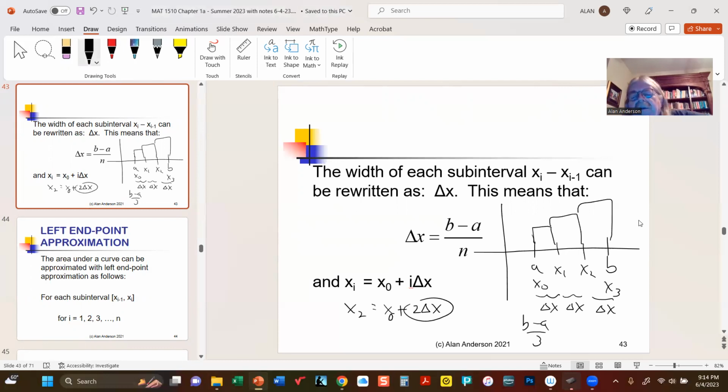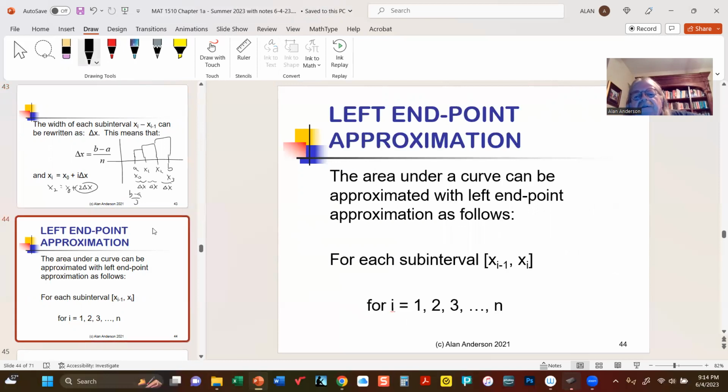So now when we do this, we can think of intervals starting at the left endpoint, and then we can do the same thing for the right endpoint. And we're going to see that the two of them converge to each other. So we'll start with the left endpoint case.